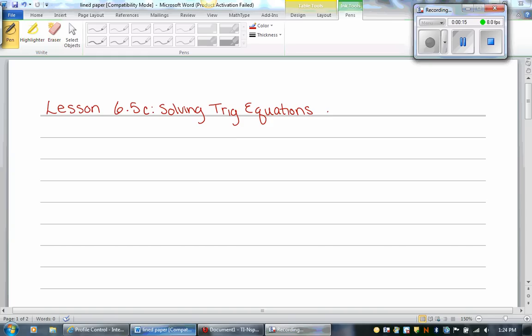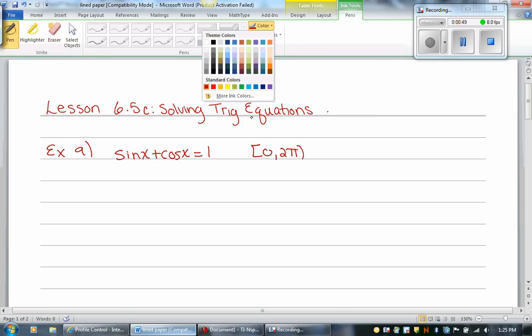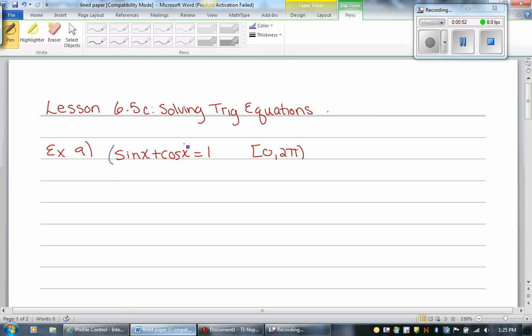Okay, so the next example I want to look at is sine x plus cosine x equals 1, and we're going to solve it on the interval from 0 to 2 pi. If you notice, what I have here isn't factorable. There's no GCF. I'm not really sure what to do with it. So I'm going to manipulate both sides of the equation so that I can get it to be something that I can work with. What I'm going to do is square both sides of this equation.